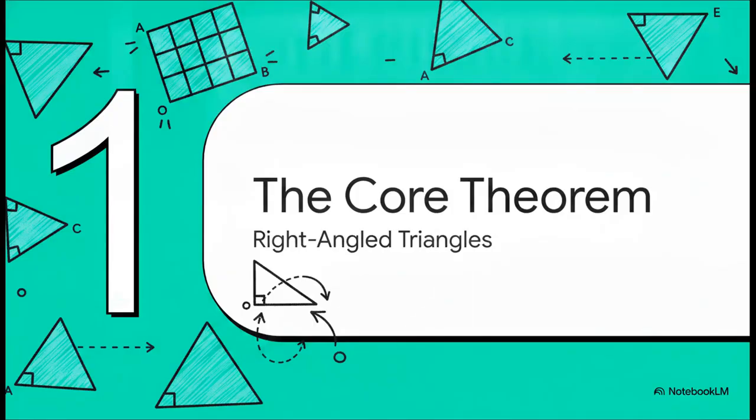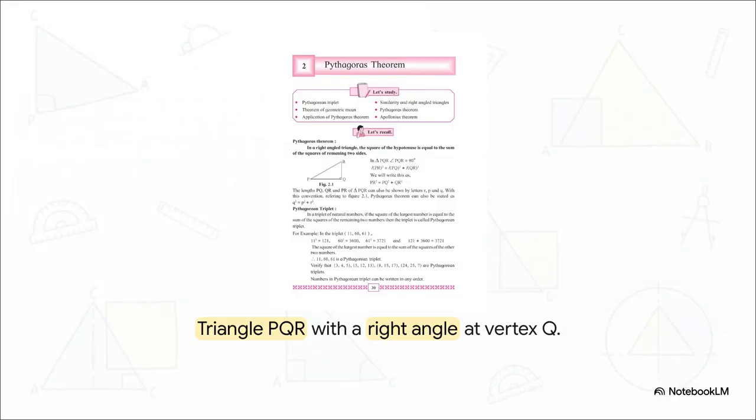Section 1, the core theorem, the foundation of right-angled triangles. Before we jump into the hard math, let's just recall what we already know. Take a look at triangle PQR here. You see that little square symbol right there at vertex Q? That is our universal sign for a perfect 90-degree right angle. And directly across from it, that is the longest side of our triangle, the hypotenuse, which is side PR. Getting this visual layout locked in our minds is really the very first step to mastering this geometry.